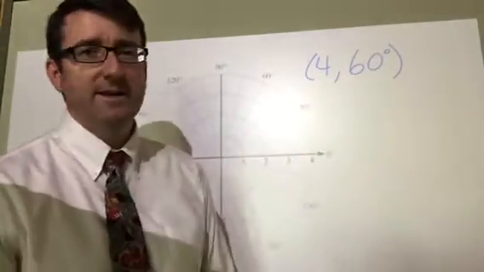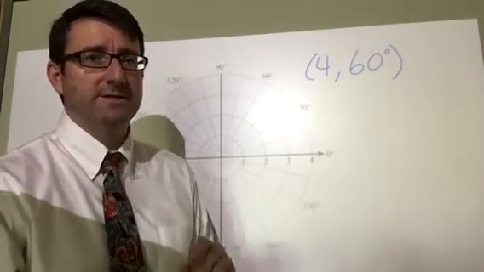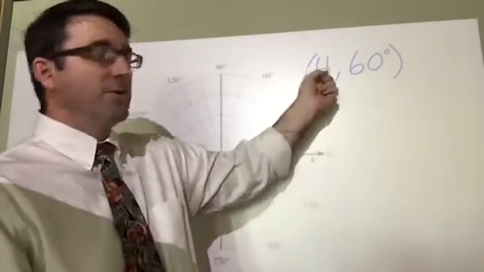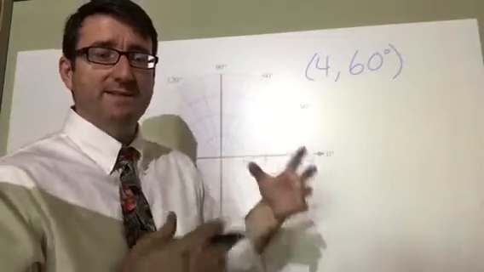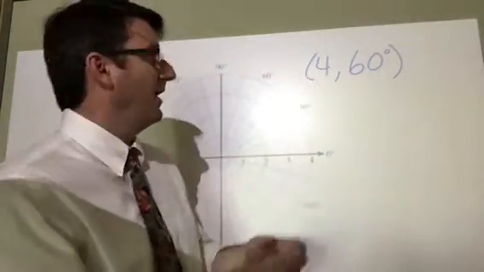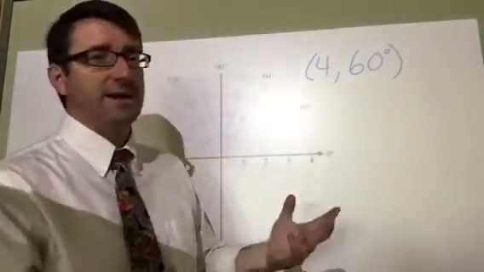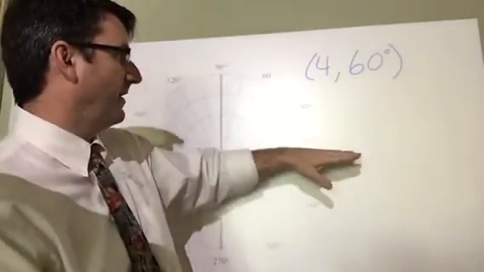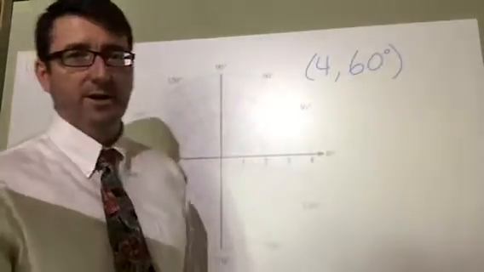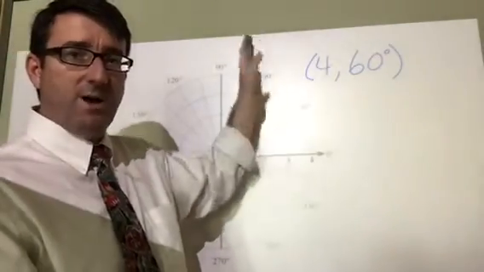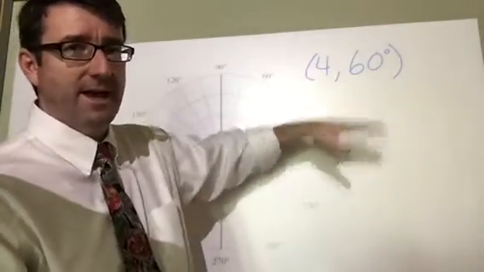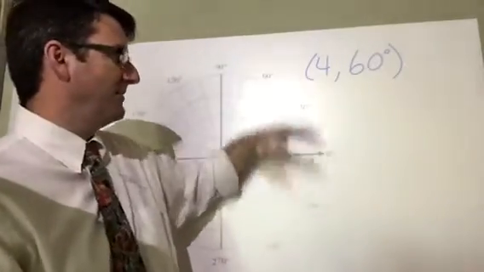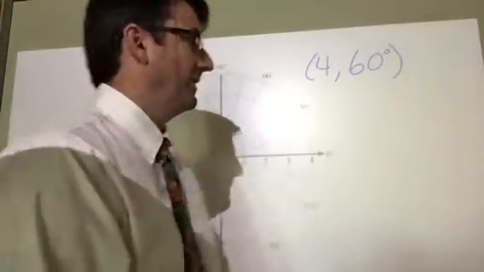We're asked to plot these points using polar coordinates. Remember, the first number in the polar coordinate is going to be the radius. That's how far away from the center we are. And the second is the direction. It's the angle, the polar angle, starting at 0 degrees and going counterclockwise for positive angles, clockwise for negative angles.